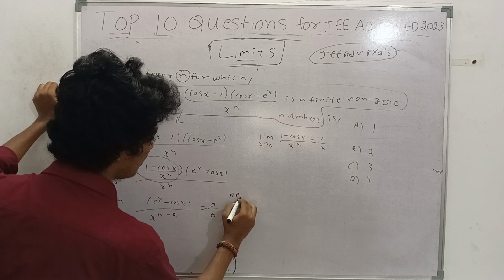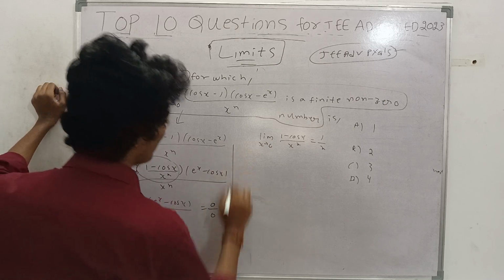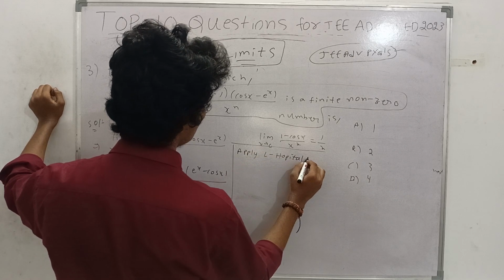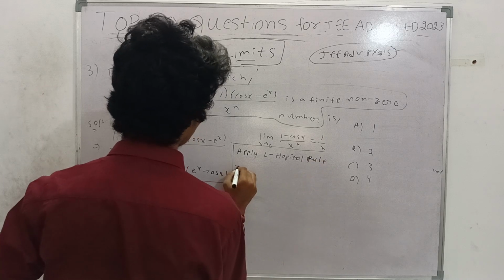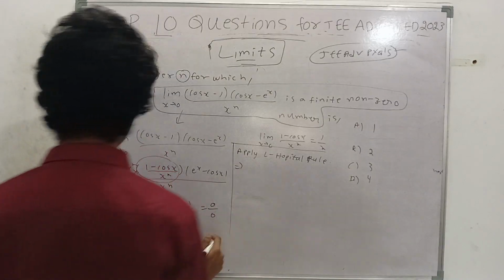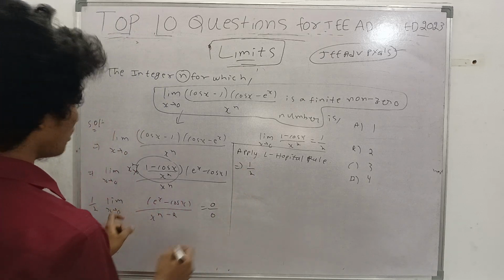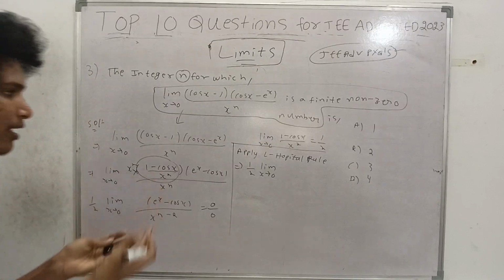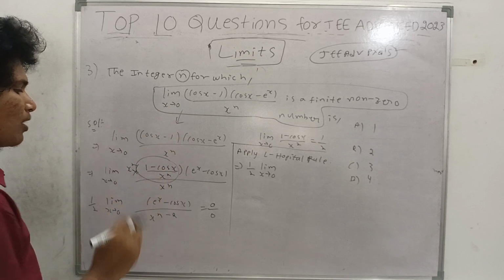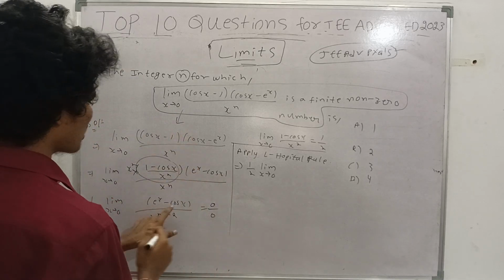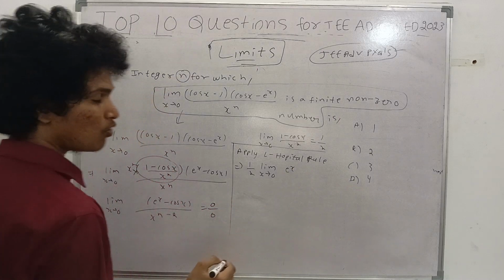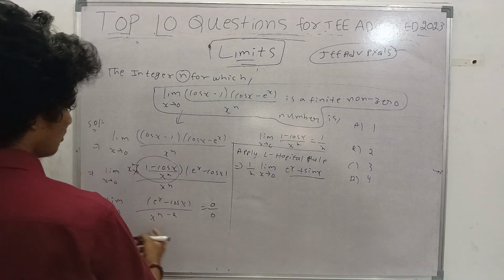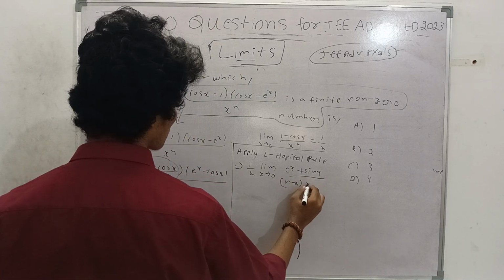I can use L'Hopital. Applying L'Hopital rule. L'Hopital or L'Hospital? I don't know. L'Hopital, we say like this. So it will be half. What does L'Hopital say? Differentiate numerator and denominator separately, not by combining. Just differentiate individually. e power x minus cos x. It is e power x, minus cos x differentiates to plus sin x, divided by, here it is n minus 2 into x power n minus 3.